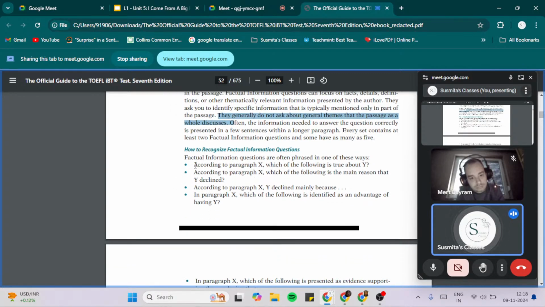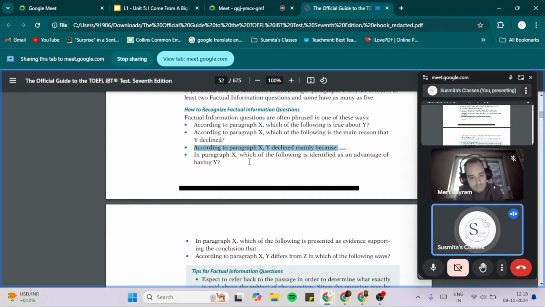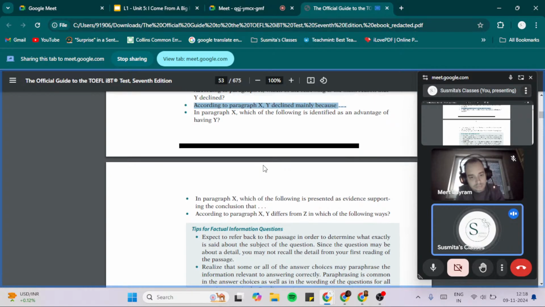Now the question would look something like this. According to paragraph 1, which of the following is true about biology? According to the paragraph, which of the following is the main reason this happened? According to the paragraph, why did it mainly decline? They would give you four options, and you have to select one. Again, in paragraph 1, which of the following is identified as an advantage of having this? These are the types of questions that you would get.